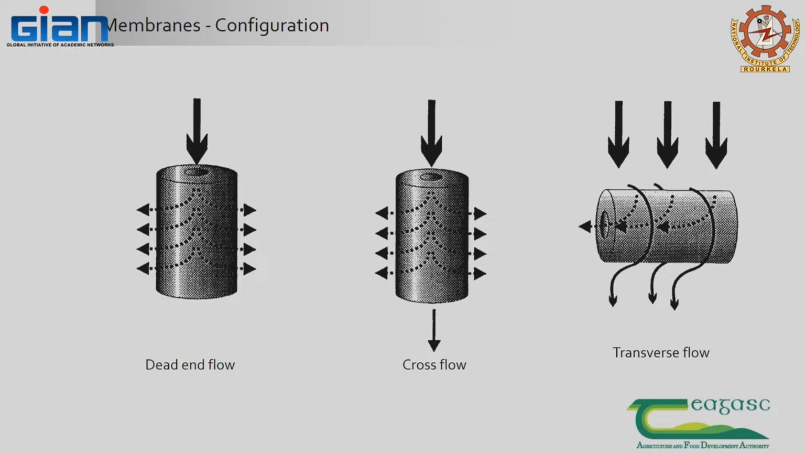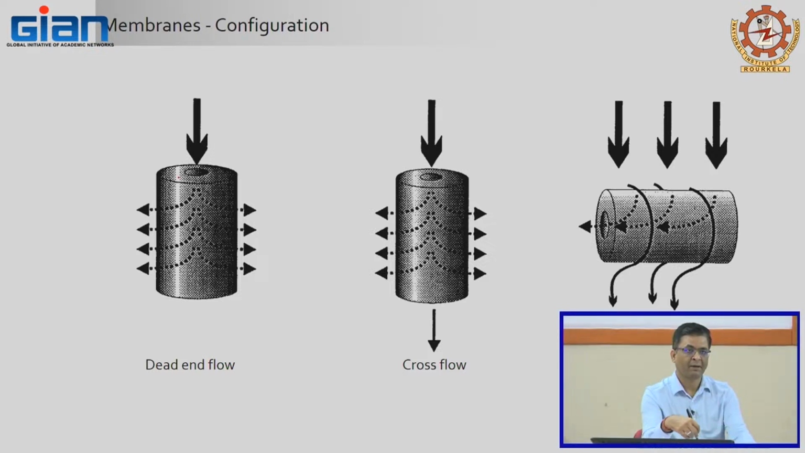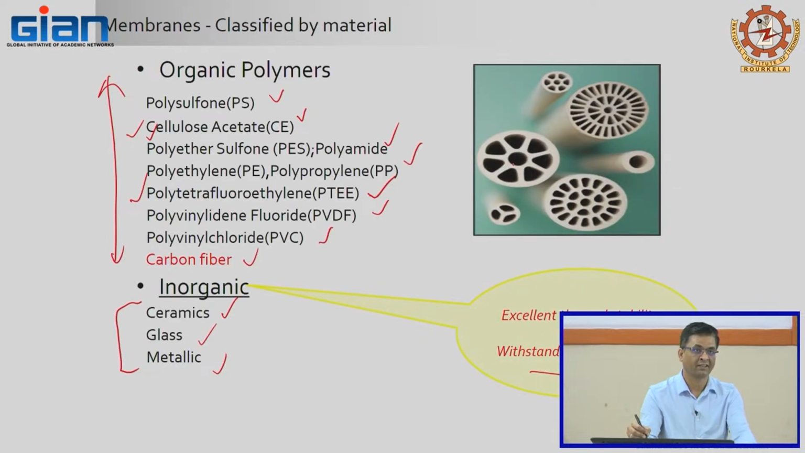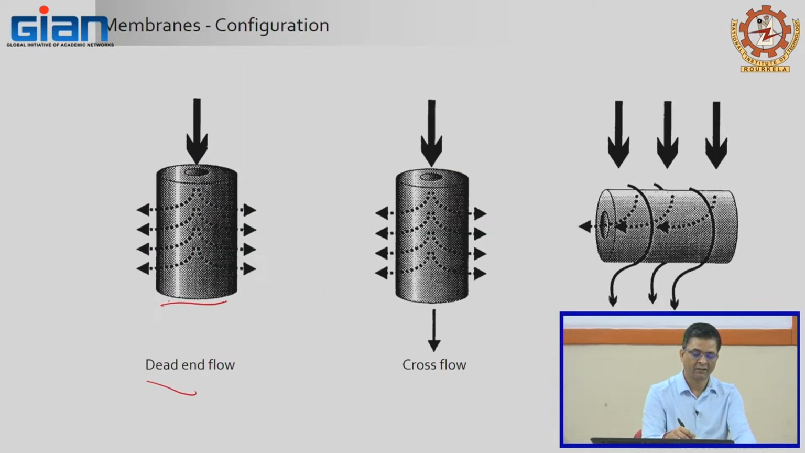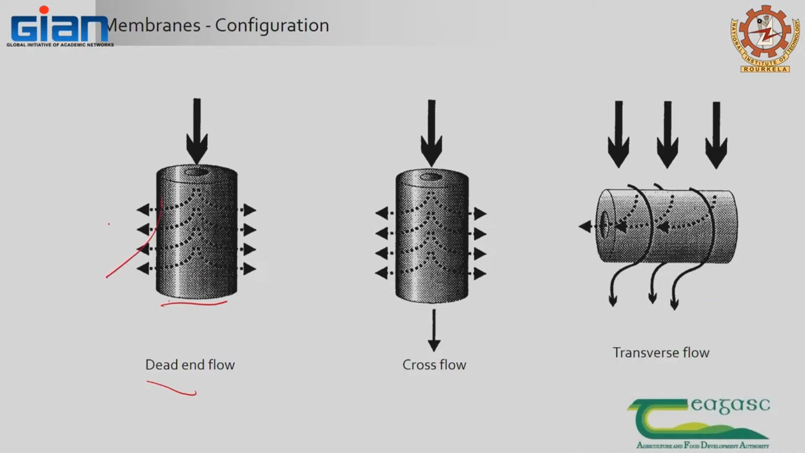So, configuration. This is a membrane configuration, that is dead end flow. This is the membrane you saw in the previous one, something like this. This is the end. So, all the liquid goes in here, whatever is not required comes out. Whether it is having a spinning configuration or a pressure configuration. Cross flow, that means a liquid comes through here, your permeate comes over here and the retentate passes through.